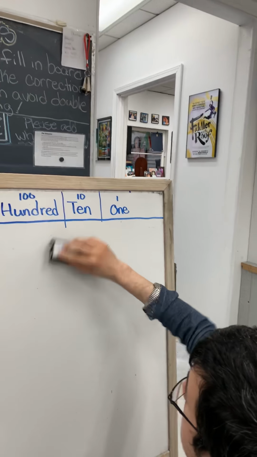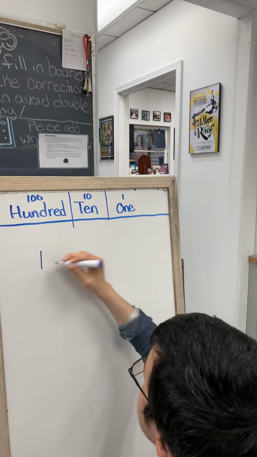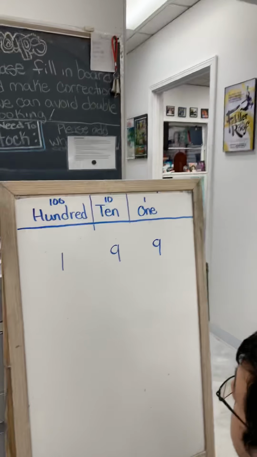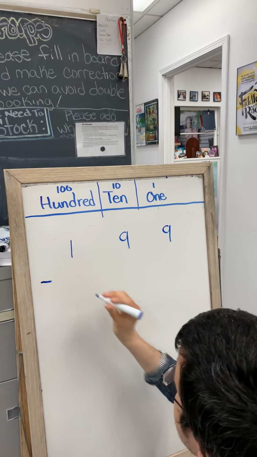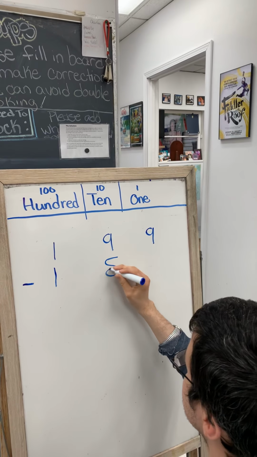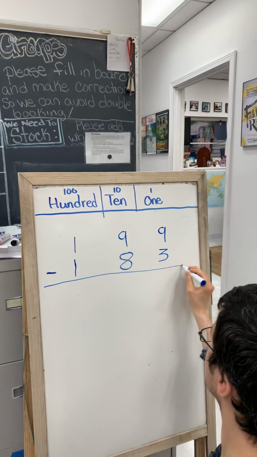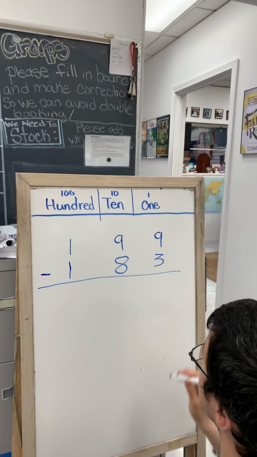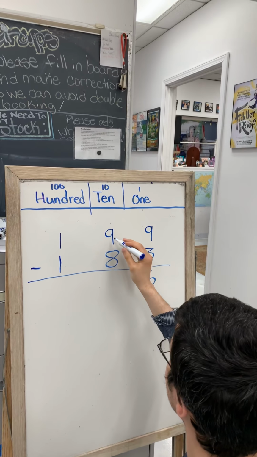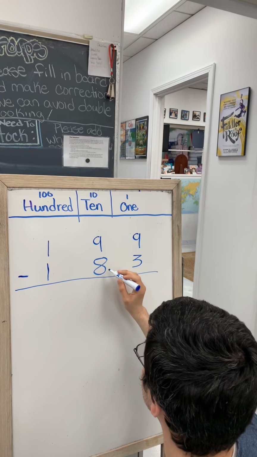This is our third problem. All right, 199. Great, we have 100, 9 tens, 9 ones, minus 183. I like the way that your ones are lined up, your tens are lined up, and your hundreds are lined up. Start with your ones. 9, 8, 7, 6, 5, 4, 3, 2, 1.